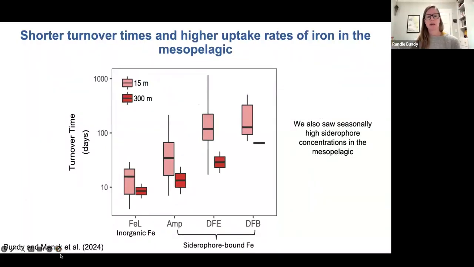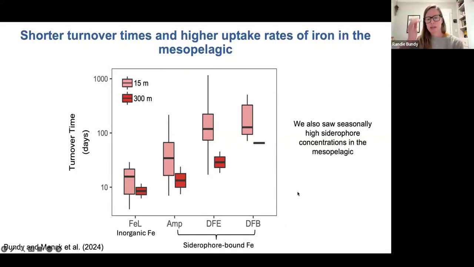And so I went on later to do some different uptake experiments also at Station Aloha with iron bound to different siderophores. What I'm showing here on the bottom is an inorganic iron addition that was added to some incubations in the form of radioactive iron 55. So it's just spiked in iron chloride. And then we have three different siderophore bound iron treatments, which were also radioactive iron bound to different siderophore compounds. I did experiments in the surface at 15 meters in the light red, and then in the mesopelagic in the dark red at 300 meters.